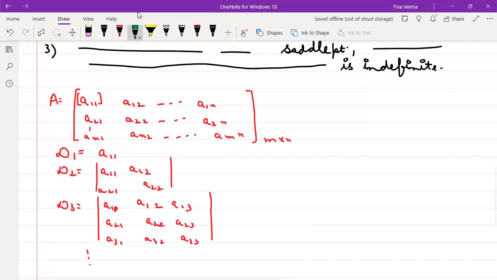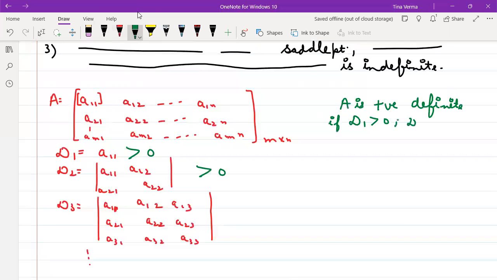So you will say your matrix A is positive definite if D1 is greater than 0, D2 is also greater than 0, and so on. That means all Di should be greater than 0 for i equal to 1 up to the order of the matrix, where you have to take the determinant. So you consider only your n cross n matrix, right? So for all of these, it should be greater than 0.